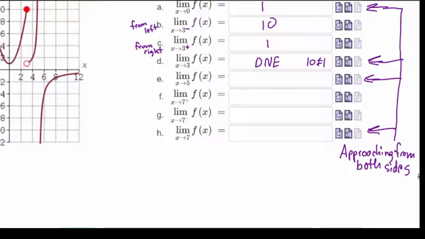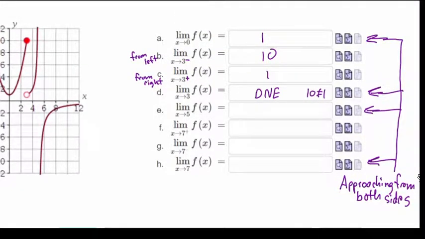All right, we got a couple more to go through here. So we're going to approach 5. X equals 5 is right here. And it looks like the graph is going to get close to it but not reach it. It's going to be an asymptote. As we approach from the right side, it's going to negative infinity. But as we approach from the left side, it's approaching positive infinity. Positive and negative infinity are not equal, so they don't match. So we're going to say this limit does not exist.